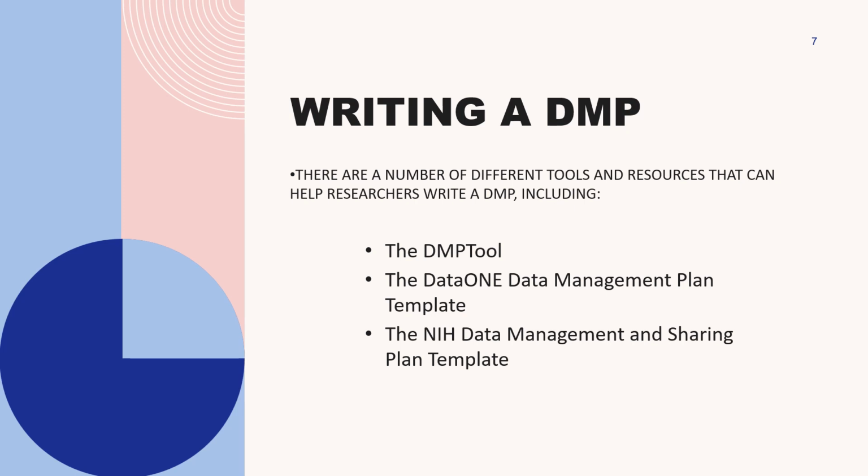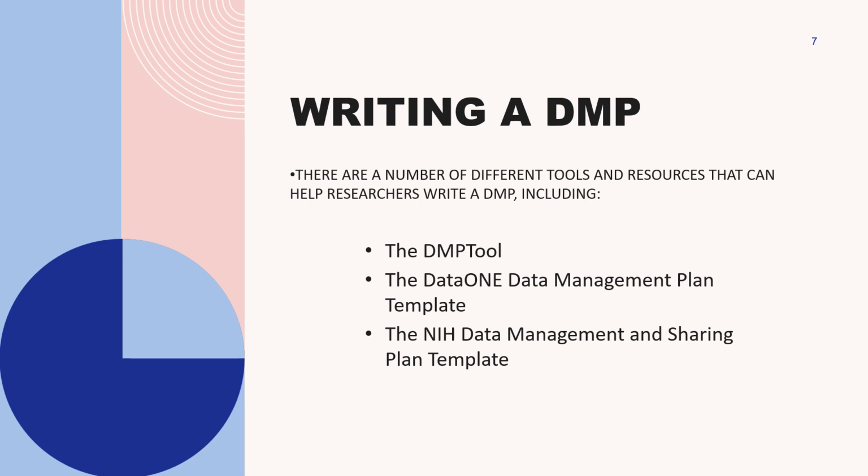and concise. A DMP should be clear and concise. It should be easy for other researchers to understand how the data will be managed. Use plain language. A DMP should be written in plain language. Avoid using jargon and technical terms that other researchers may not understand.